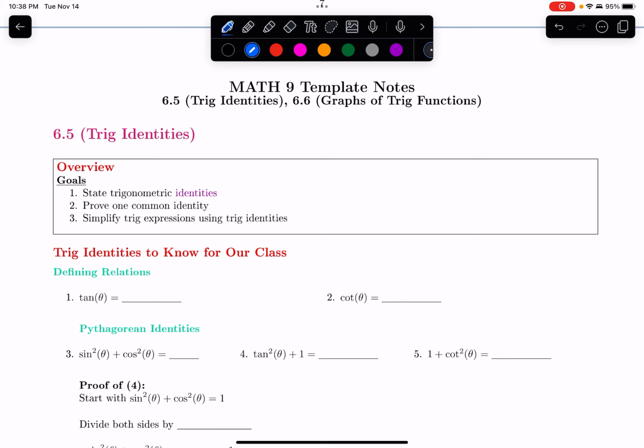In this video, we are starting section 6.5 on trig identities. Our goals are to state some common trig identities, then we'll prove one of them, and then we'll do some examples where we have to simplify trig expressions using these trig identities.